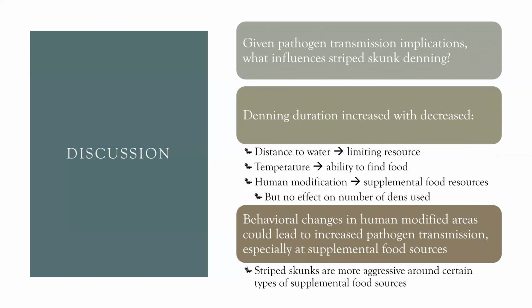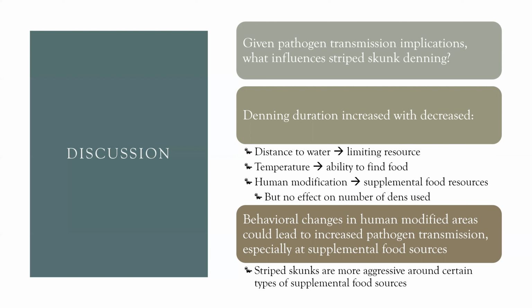So given all of these pathogen transmission implications, what influences striped skunk denning? Denning duration increased with decreased distance to water. Again, I expect that water is a limiting resource for striped skunks. Denning duration increased with decreased temperature, again because of the lack of ability to find food when it's colder. And denning duration increased with decreased human modification.